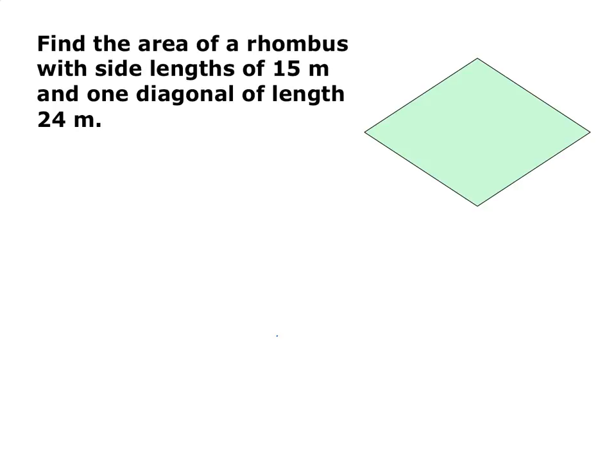Already reminded ourselves, diagonals are perpendicular. All the sides are the same, 15, 15, 15, 15. One diagonal is 24. And if we put both diagonals in, maybe we want a 12 right in our picture. 12, 12.